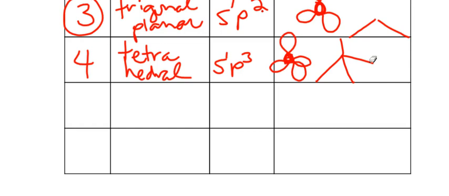What happens if I have a lone pair? Then it's trigonal planar. What if I have two lone pairs? It's bent. What if I have three lone pairs? Then it's linear. So hopefully you remember going back.